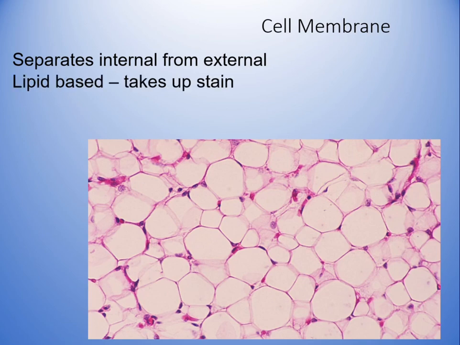What you see here, I don't know if you know what you see here. Some of you might be like, ooh, I know, it's adipose tissue. And we use this pinkish purple stain, and the lipid-based cell membrane takes up this stain. So this is covered in another mini lecture in great detail.